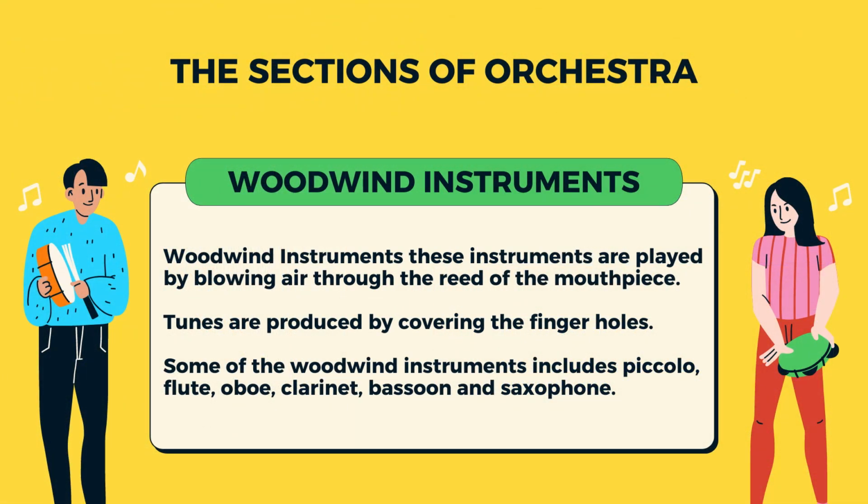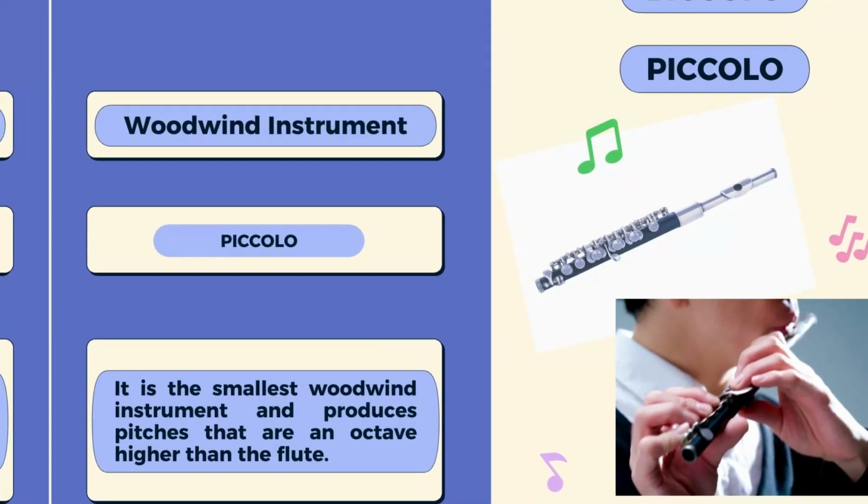Woodwind instruments. These instruments are played by blowing air through the reed of the mouthpiece. Tunes are produced by covering the finger holes. Some of the woodwind instruments include piccolo, flute, oboe, clarinet, bassoon and saxophone.